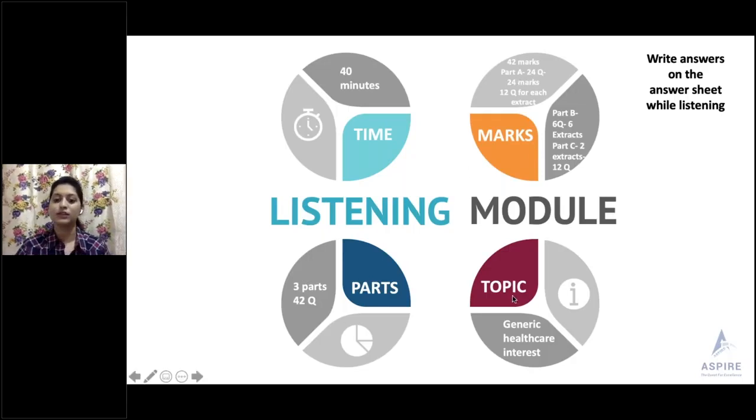The topic of the listening module is pretty generic because this will be the same paper across every profession or platform. So the topic is going to be of generic healthcare interest.